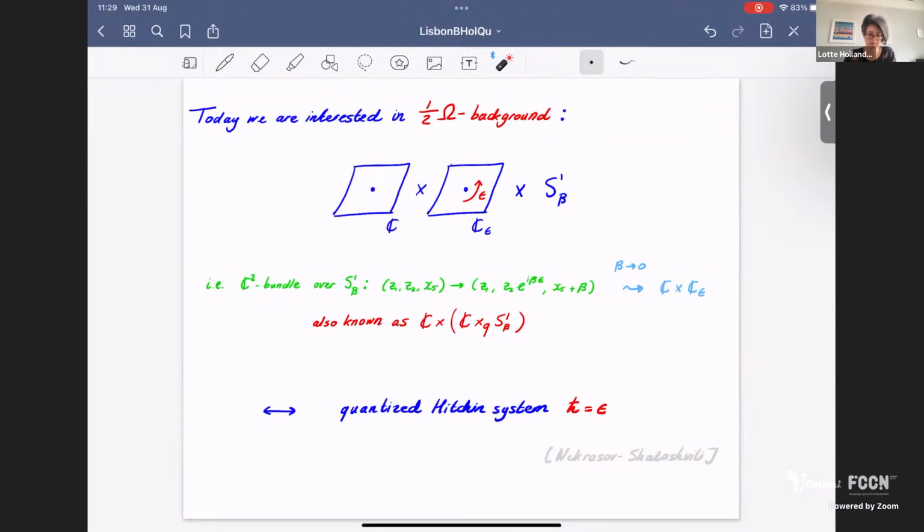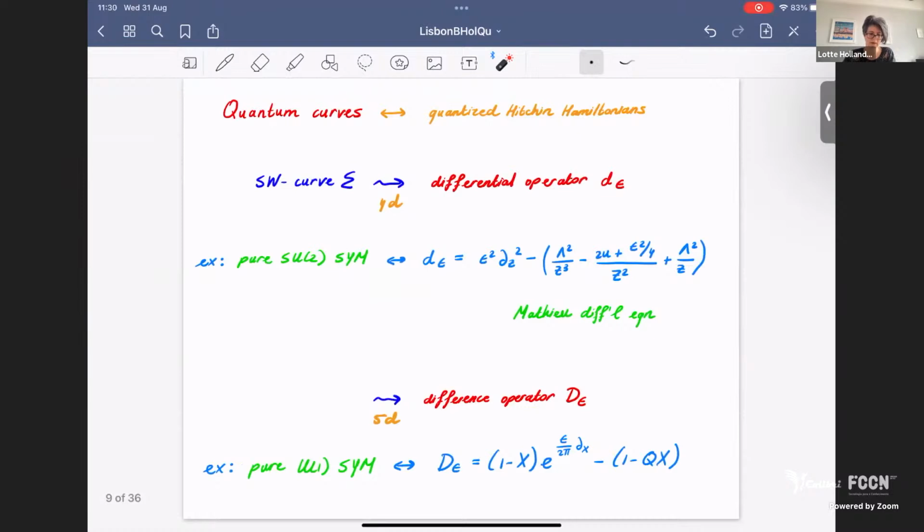As we've seen, the n equals 2 theory is very closely related to this Hitchin integrable system. If we turn on this omega background, this parameter epsilon, then it turns out that this quantizes this Hitchin integrable system, where the quantization parameter is equal to epsilon. An integrable system is characterized by Hamiltonians. So in this background, the theory is dual to some quantized Hitchin integrable system.